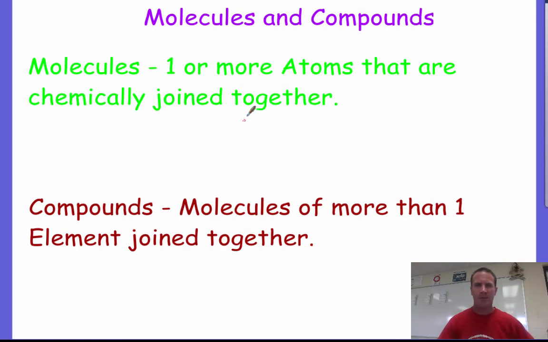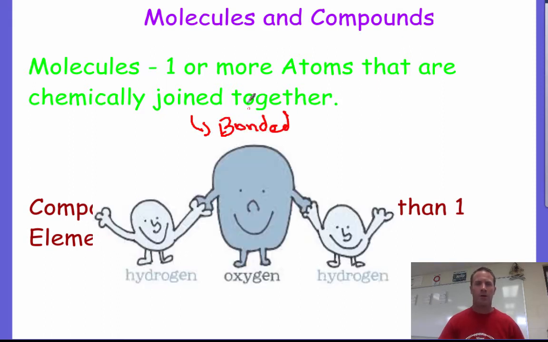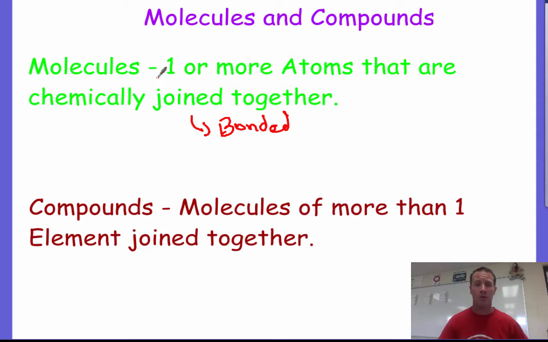Other types of matter are molecules and compounds. Molecules are atoms that are chemically joined together. We call this chemically joined. It's a fancy word for bonded. So there's a chemical bond that holds one or more atoms together. That's called a molecule. We'll be looking at a lot of molecules in here and how they affect the body and cells. Another term is called a compound.